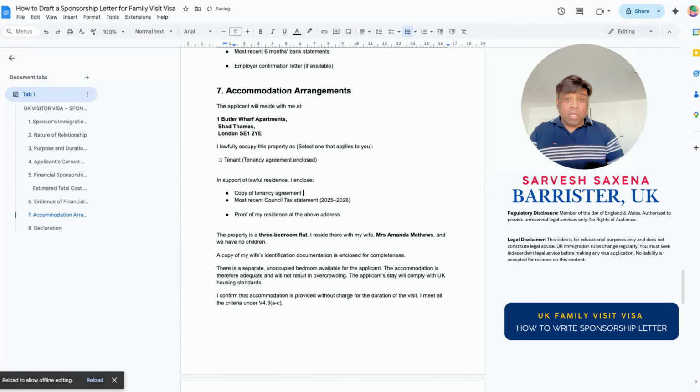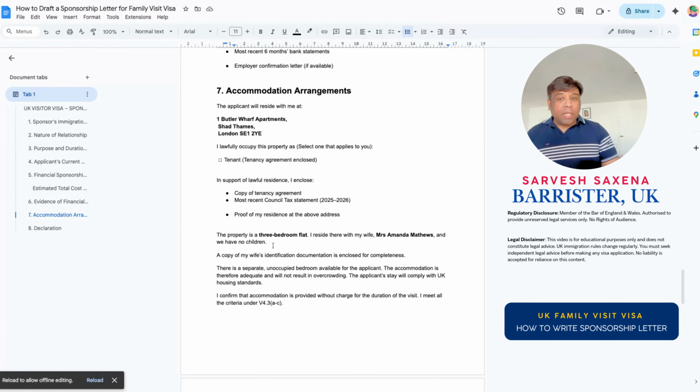If you own, then you need to provide the most recent council tax statement. So council tax is something that you pay every year. It proves that you have your name there, your address there, and the tax that you paid based on the band of the property that you live in. Now, this clearly shows that not only do you have the funds to pay, you are proving your residence in the UK by showing a bill where you're claiming that this person will stay.